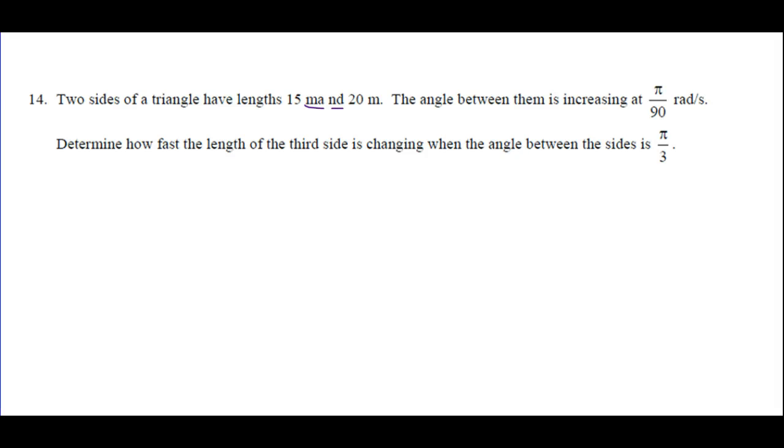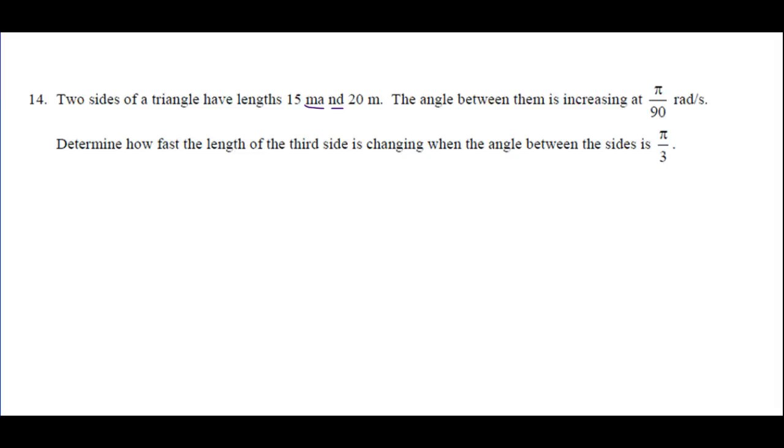Two sides of a triangle have lengths 15 meters and 20 meters. The angle between them is increasing at pi/90 radians per second. You could imagine that better by converting pi/90 to degrees per second. Remember, the fourth step in problem solving is look back. Does it seem reasonable that it's changing at 300 kilometers an hour? Probably not, when you look back.